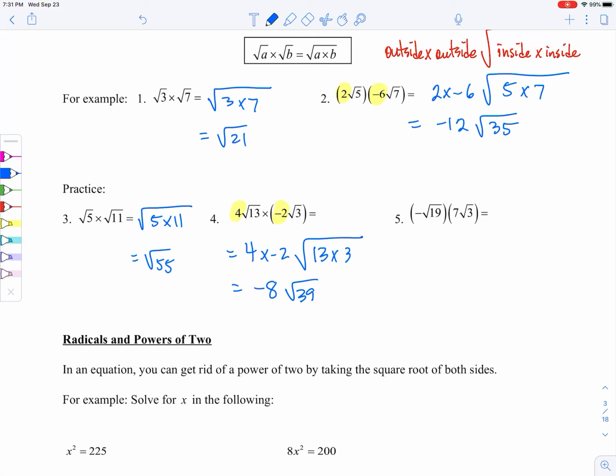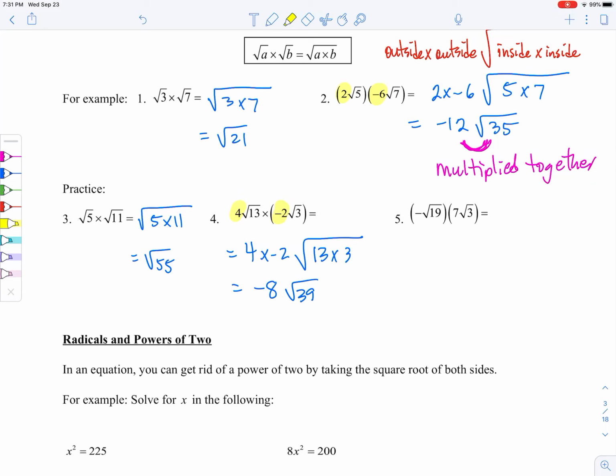One thing to note that I maybe should have said a little bit earlier: when you have them squished together like that, when you've got the number outside squished up against the square root sign, those are multiplied together. So it's the same like before, that squished together means multiply.